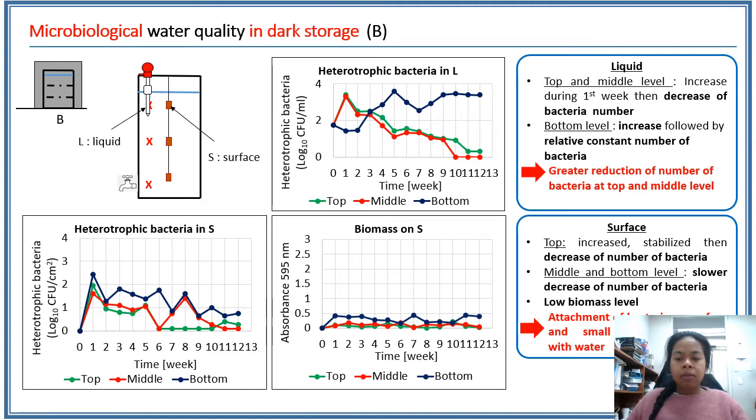Consequently, it suggests that there is a greater reduction of number of bacteria at the top and middle level. On the surface, on the graph in the left, the top part presents an increase and after a stabilization of the number of heterotrophic plate count, but the middle and bottom part show a slower decrease of bacteria. And within the water depth, there is a low level of biomass. So in conclusion, there is a variation of biofilm within the water depth.